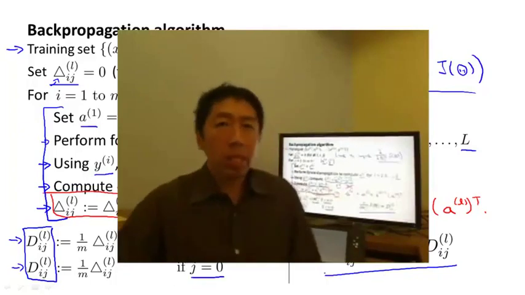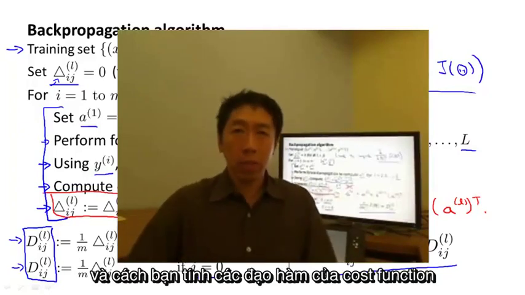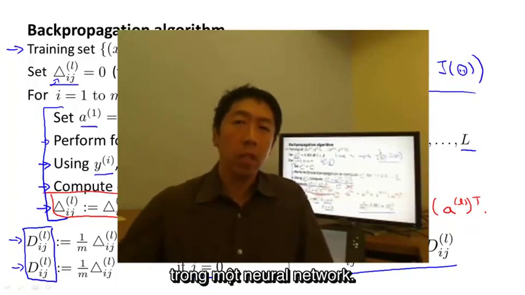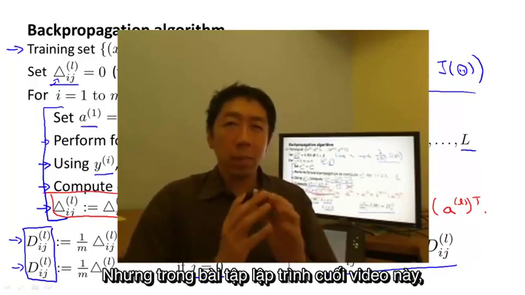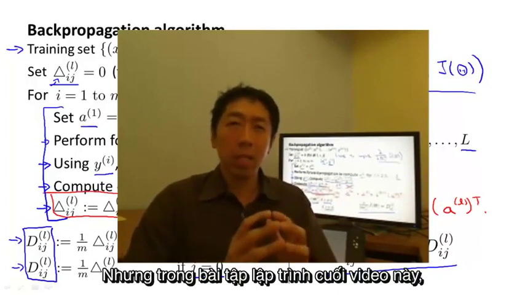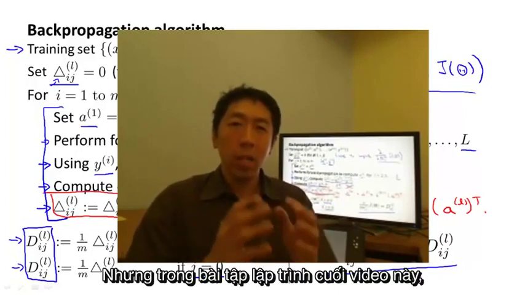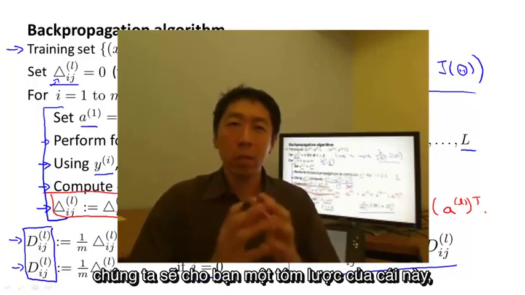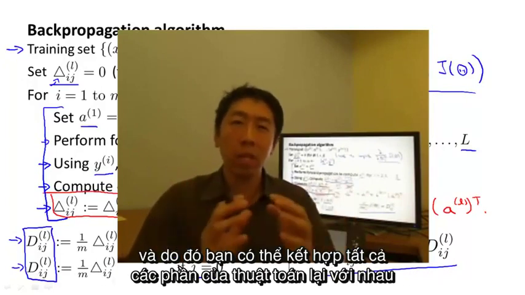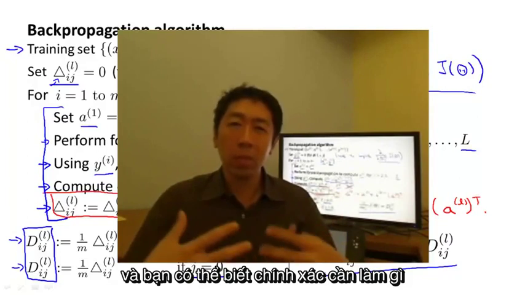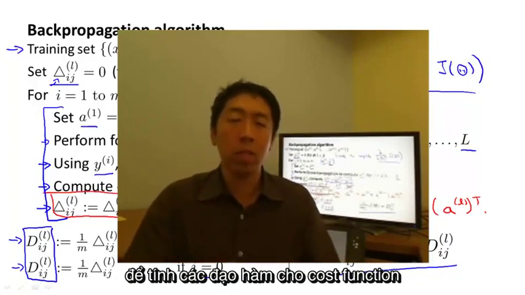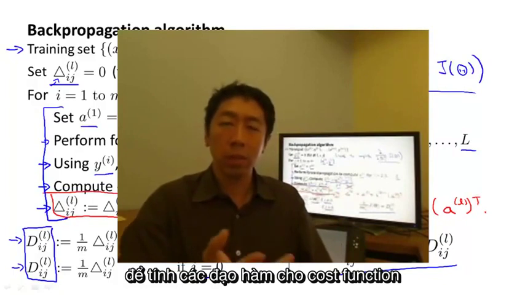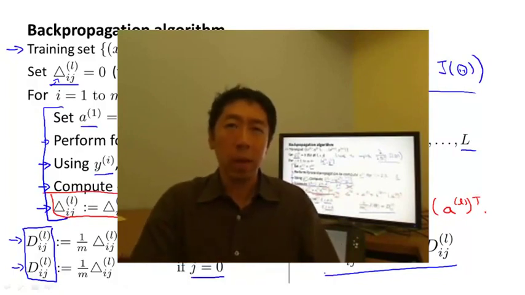So that's the backpropagation algorithm and how you compute derivatives of your cost function for a neural network. I know this looks like a lot of details and a lot of steps strung together, but both in the programming assignments and later in this video, we'll give you a summary of this so that you have all the pieces of the algorithm together and know exactly what you need to implement if you want to implement backpropagation to compute the derivatives of your neural network's cost function with respect to its parameters.